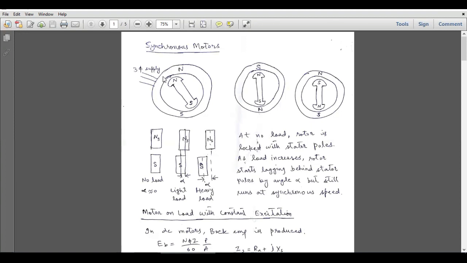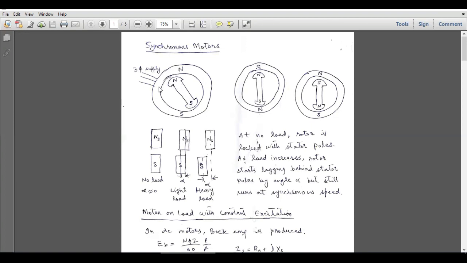The stator of the synchronous motor is very similar to the stator of an induction motor, and it requires a polyphase supply so that a revolving magnetic field can be produced in the stator, and that revolving magnetic field will be linked with the rotor. But in synchronous motors, the rotor also requires a DC supply, and as a result of the application of DC voltage, a constant magnetic field will be set up in the rotor.